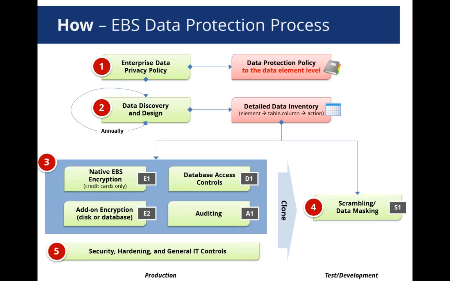And then we also need to talk about what we have to do with that data. So what's the action? Do I need to encrypt it? Do I need to prevent access to it? Do I just need to audit it? Are general controls okay? Should I be scrambling the data in my test and development environments? So when we talk about data protection policy, you need to get to a very granular level for each data element to say what the data elements are, and then also what the action is, how do we need to protect it? And then from there, you can actually do the data discovery and some of the design work.